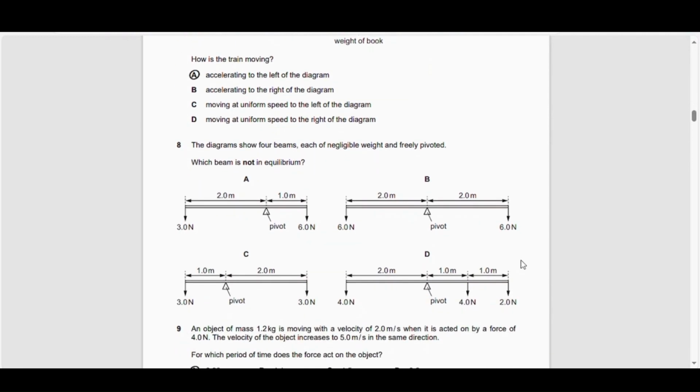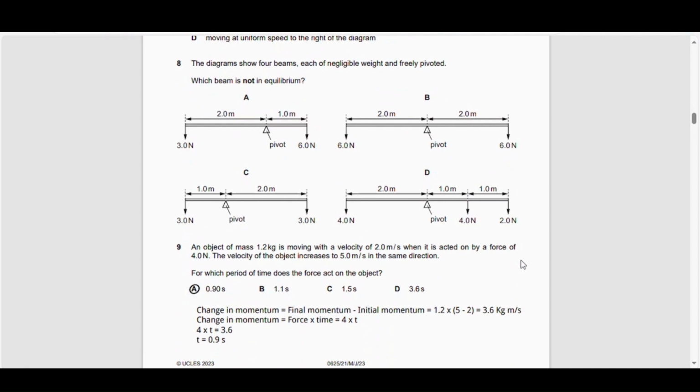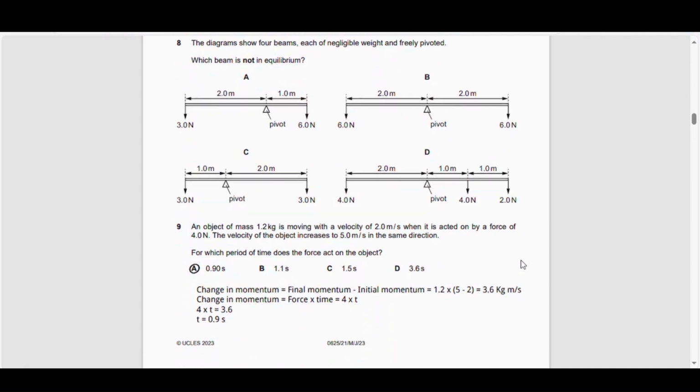This is a question on moments. Again, we'll be looking at it soon. So question 9, an object of mass 1.2 kilogram is moving with a velocity of 2 meters per second when it is acted on by a force of 4 newtons. The velocity of the object increases to 5 meters per second in the same direction. Okay, so let's assume that both velocities are in the positive direction. And then we want to know the time over which the force acts on the object.